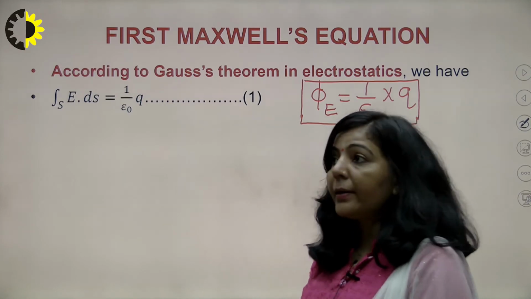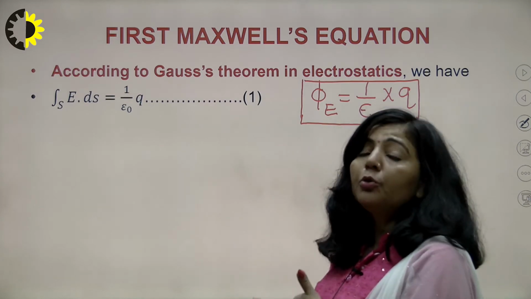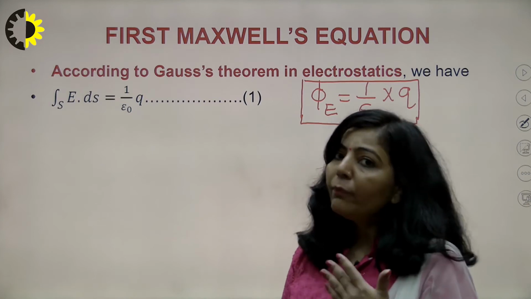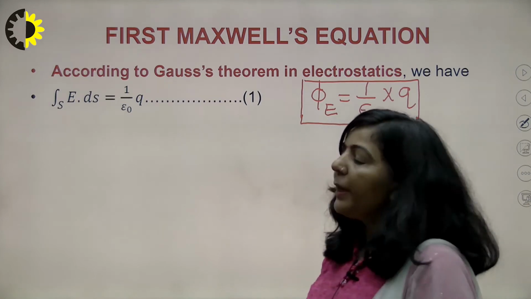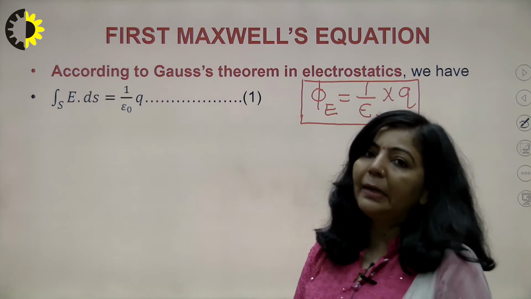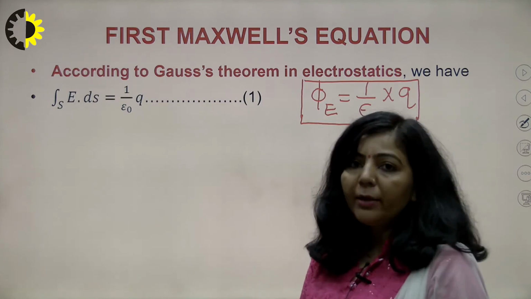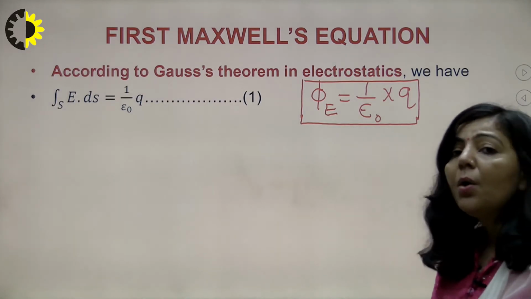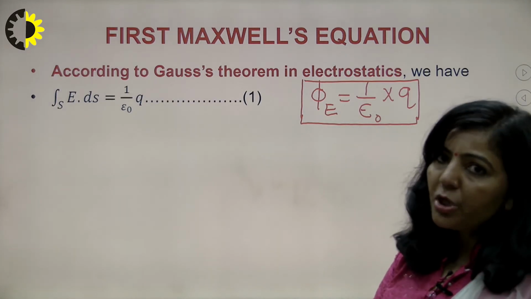I hope you are getting the steps through which you are going to write this Gauss law in electrostatics in differential form. First step is, first explain your law from where you are getting the equation. So the law is Gauss law in electrostatics, which states that total electric flux over a closed surface is 1 upon epsilon naught times the total charge enclosed.